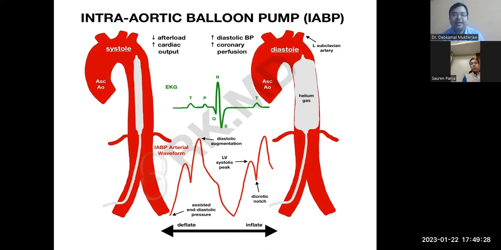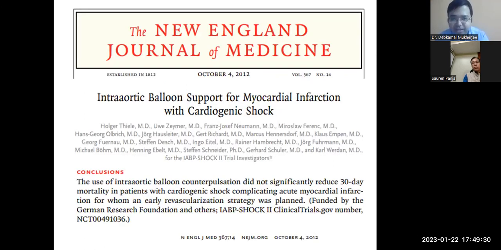And though the studies which have been conducted, like the IABP Shock 2 trial, show that IABP did not significantly reduce 30-day mortality in patients with cardiogenic shock, considering our experience with IABP and the ease of use of this device, we thought of inserting it for this patient because the blood pressure was still remaining low.